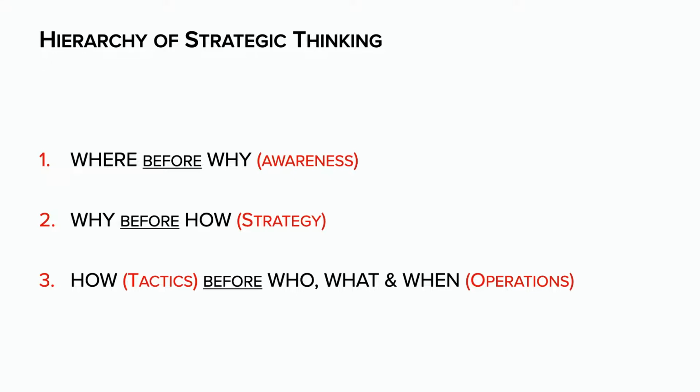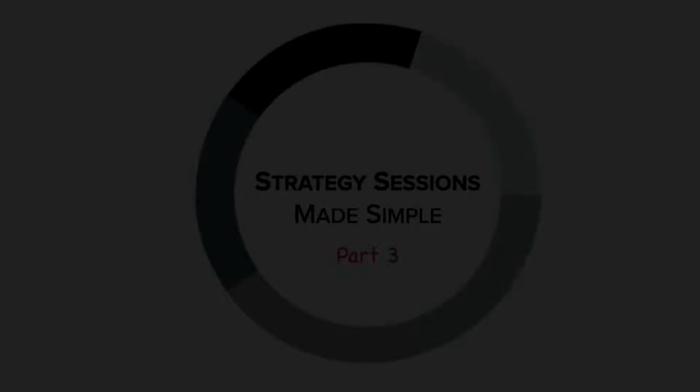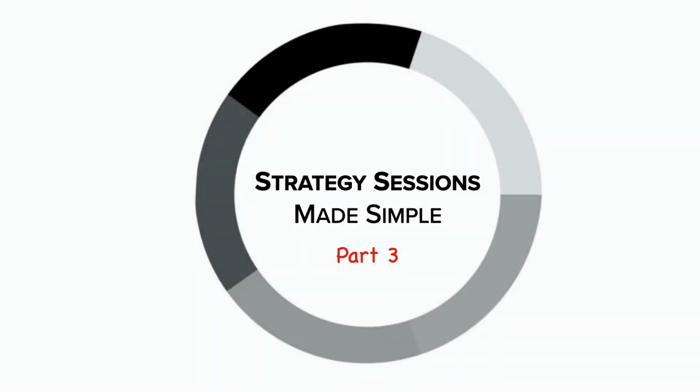Only once you've done that should you turn to tactical questions such as how you should do something and the operational questions of who should do what by when. And now you know the hierarchy of strategic thinking. And in the next video, we'll show you how to identify strategic options. So watch out for that in part 3 of Strategy Sessions Made Simple.